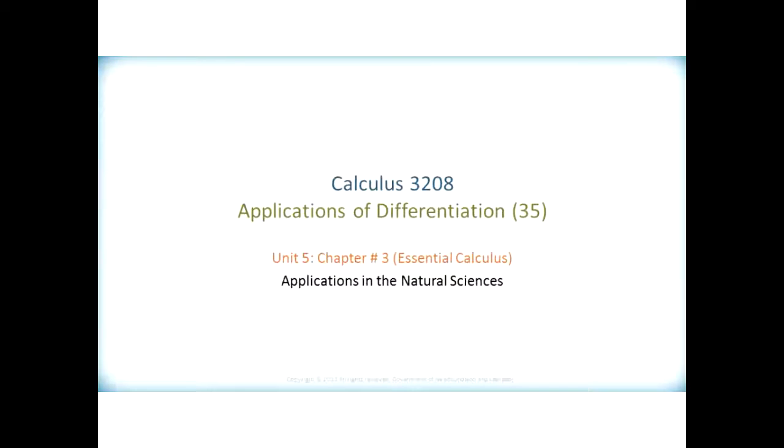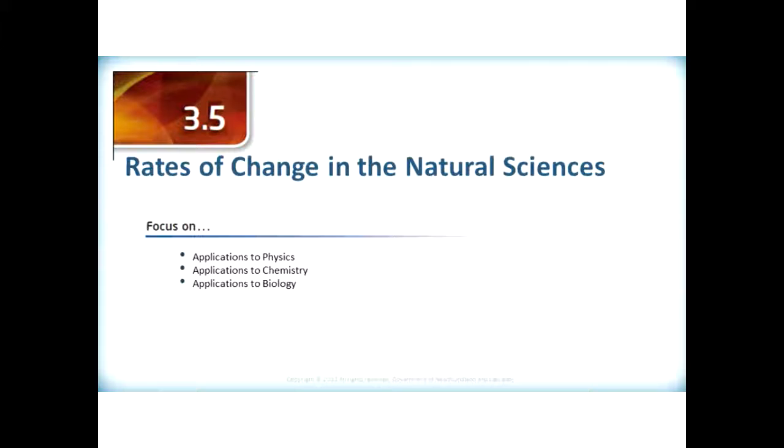So we're looking at another option for applications of rates of change, and this time we're talking about applications in the natural sciences. All right, this is probably the most commonly cited application that I can think of for calculus in any sense would be these three sciences: physics, chemistry, and biology, which are probably also the three most commonly studied sciences in high schools.